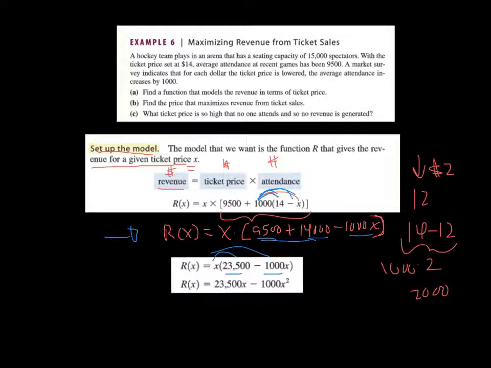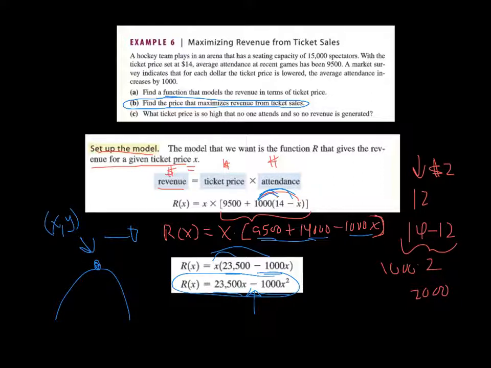Now what? Distribute our x, and we're going to get 23,500x minus 1,000x squared. And what do we have? We have ourselves a quadratic. Now what are we looking for? If we're looking to find the price that maximizes revenue, then as I'm seeing this, it's a minus 1,000x squared. This opens down. I'm looking for my vertex. That xy set of coordinates is going to be the ticket price that maximizes the revenue. So that's the price of the ticket, and this is the revenue that we should gain.